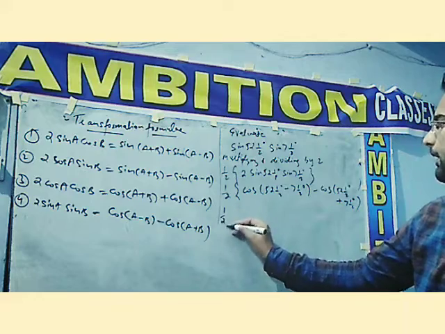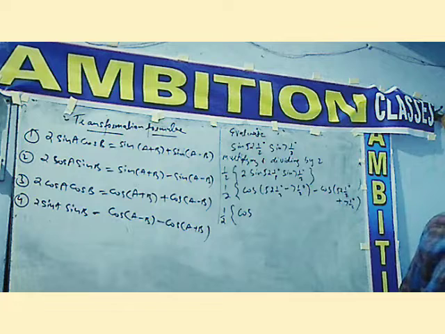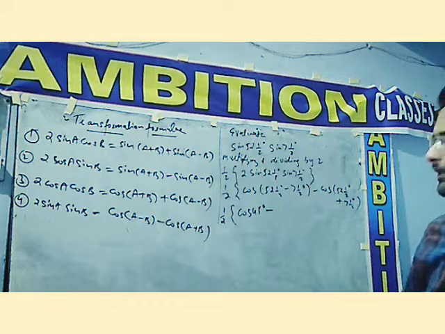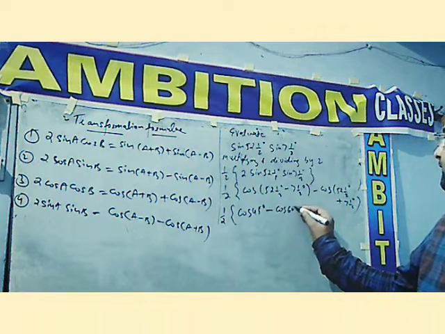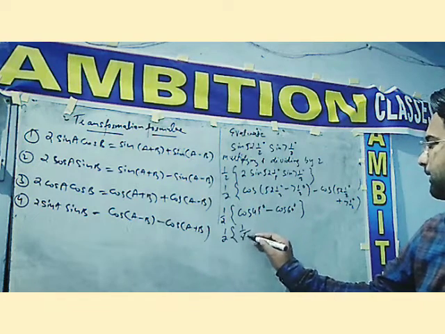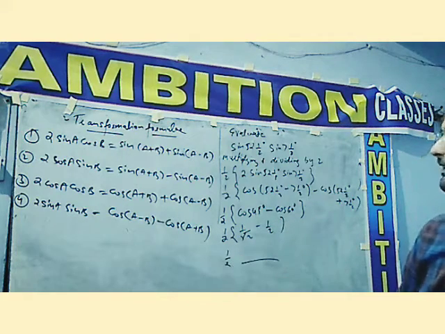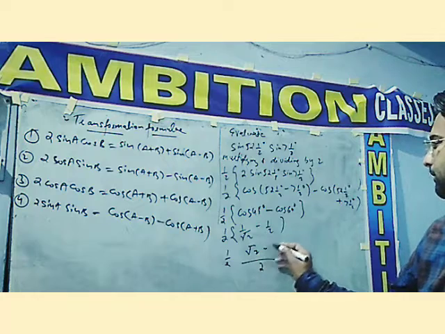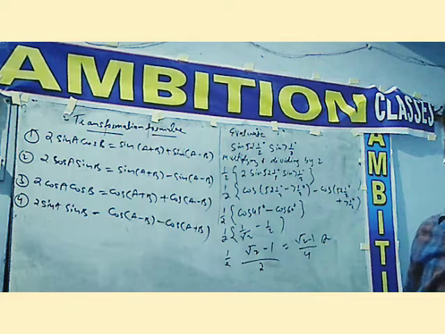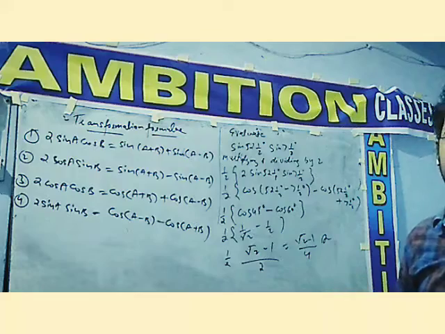Students, we will have 1 by 2 cos (A minus B). Subtract 7 and a half degree from 52 and a half degree, then it will become cos 45 degree. And if we add 52 and a half degree plus 7 and a half degree, then it will become cos 60 degree. Students, let's solve this question. The value for cos 45 is 1 upon root 2, and the value for cos 60 is 1 upon 2. So we will take LCM 2. So here it will be root 2 minus 1 upon 4. This is the required answer, students. This is how we have to solve this type of questions.